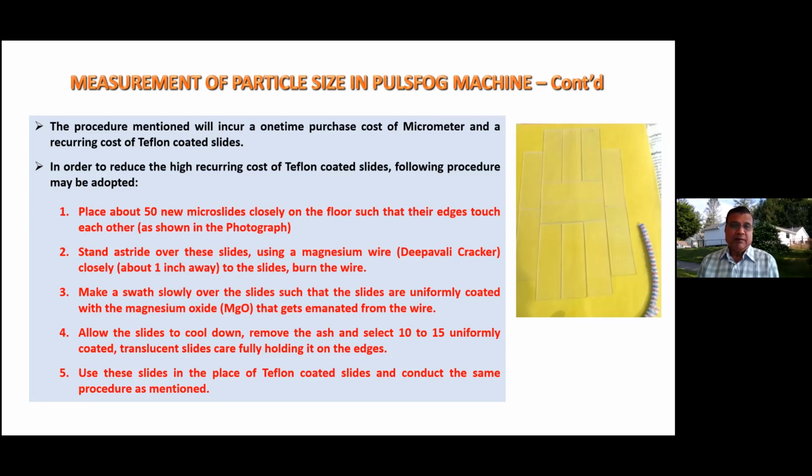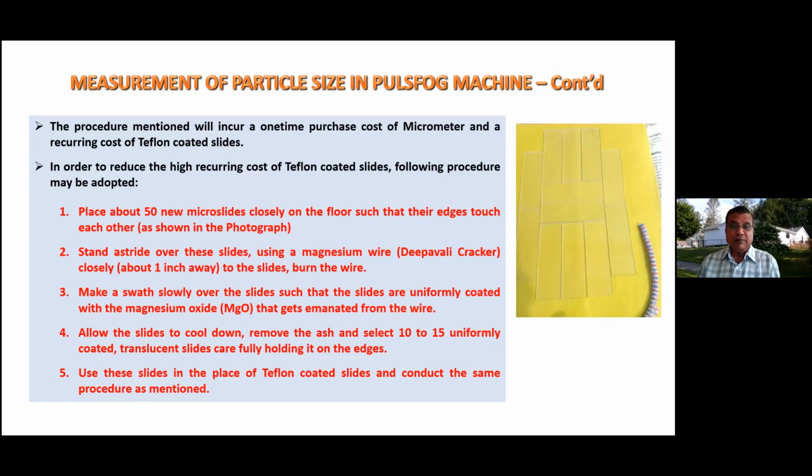It's very cheap. So use this magnesium wire closely, about 1 inch away from the slide, and burn the wire. You have to stand astride the slides. The magnesium wire will emanate magnesium oxide. Make a sweep slowly over the slides such that the slides are uniformly coated with magnesium oxide that emanates from the wire. So you will get a translucent slide.